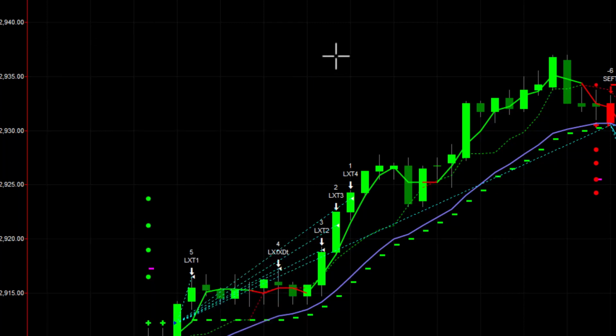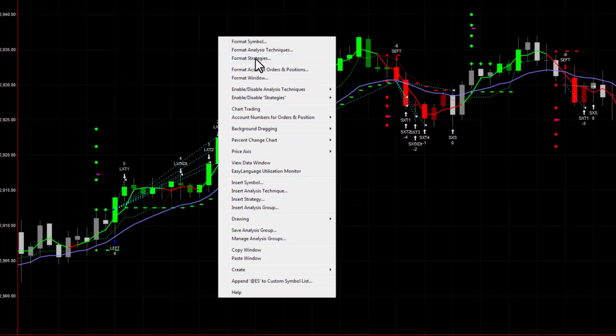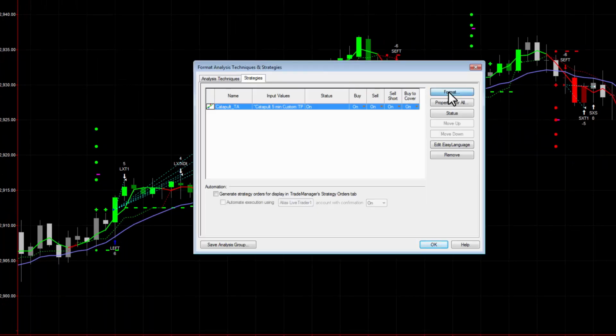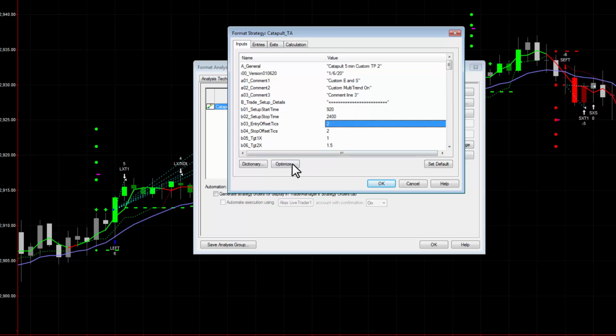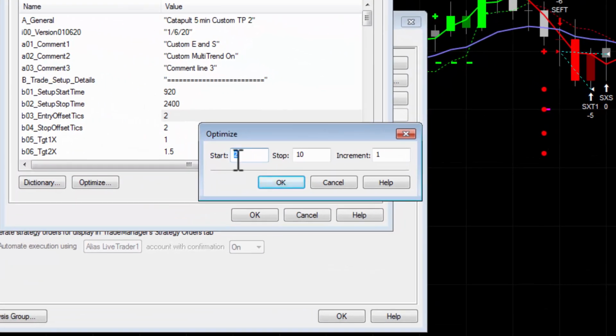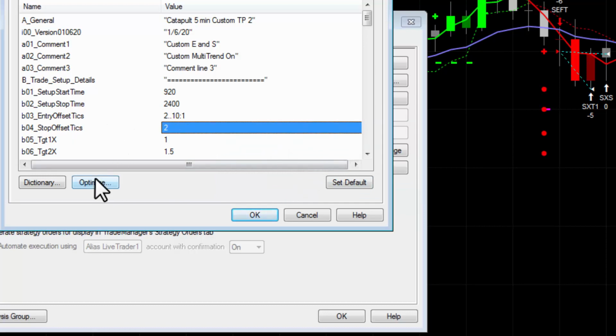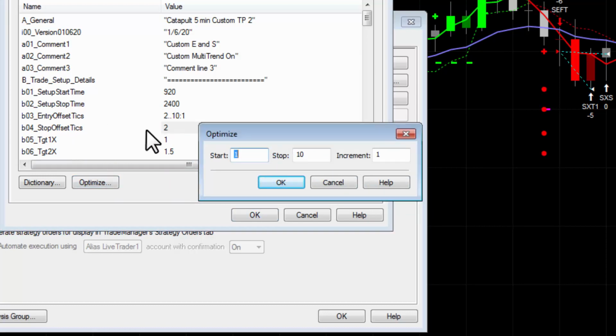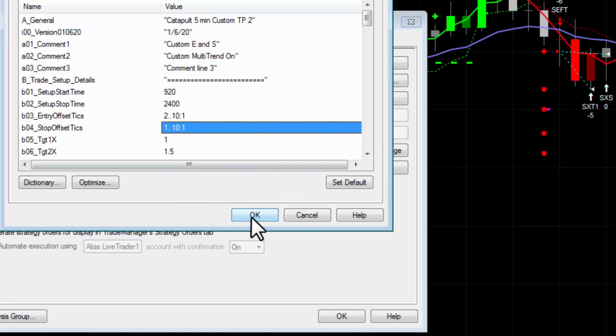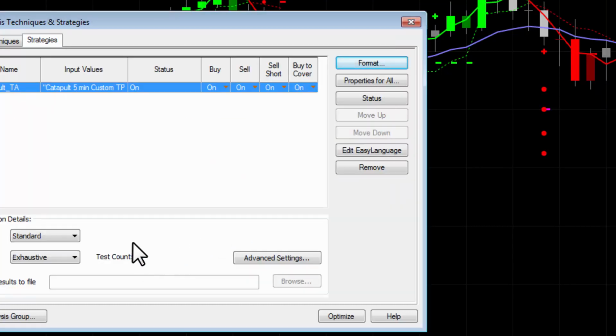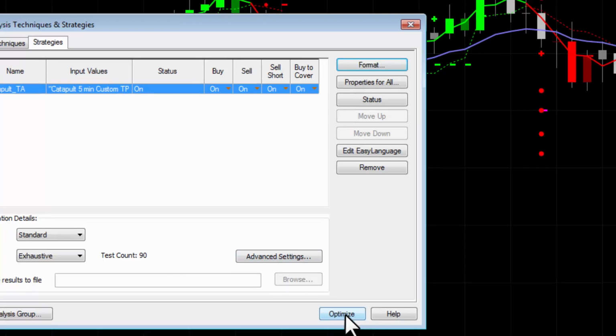And the way you would do it is you would format your strategy. And by the way, it works the same on NinjaTrader. And we'll go to entry offset, and we're going to test between a 2 and a 10 tick offset. That means 2 to 10 ticks above our setup bar. And we're also going to do 1 to 10 ticks below our setup bar to see if we can come up with a more profitable stop placement. And we're going to run this test simultaneously together. And so when I hit OK, you can see that there's 90 tests. I'm going to go ahead and hit the optimize button and see what it gives us as a report.